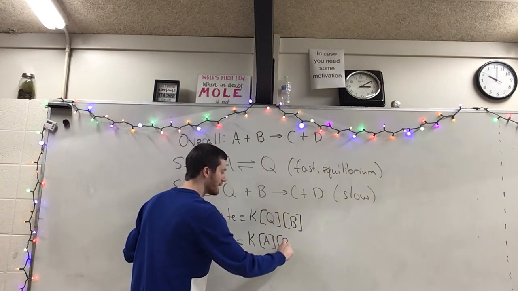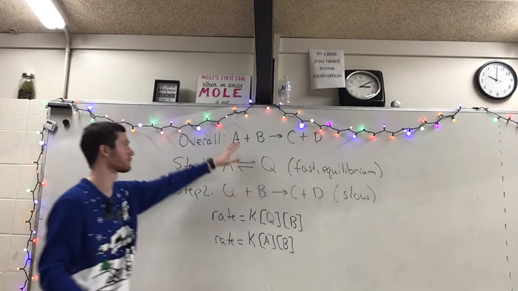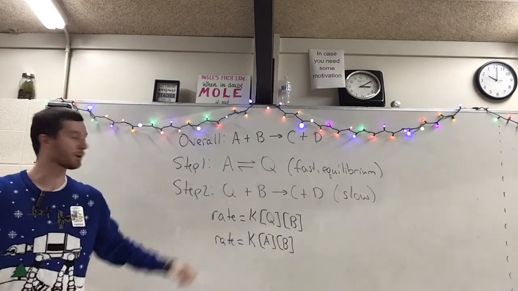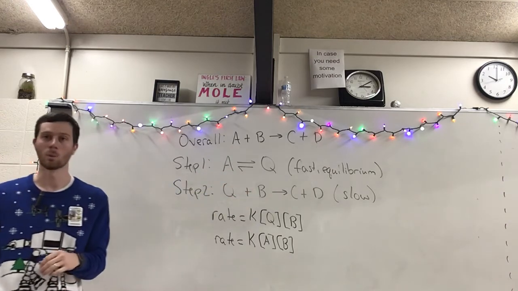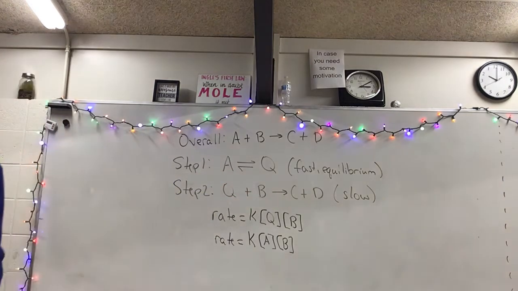And B is just fine to leave because it's actually a reactant. And they're both to the first power because both coefficients of A and B are 1. So that would be our rate law for this reaction.